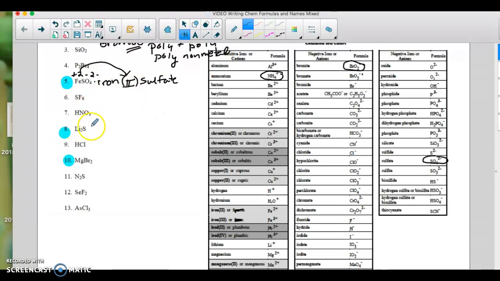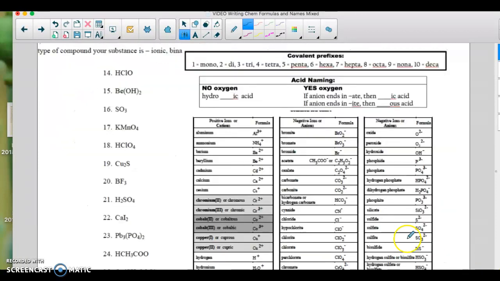Next one, Li is lithium. This metal doesn't need a Roman numeral. It's in group 1. It's always +1. Sulfur is going to become sulfide. Next one, magnesium's the metal. And then bromine, take off the ending and add -ide. Let's go and do a few more.